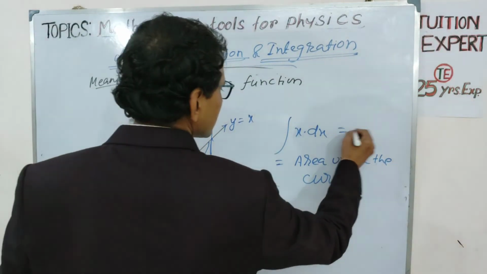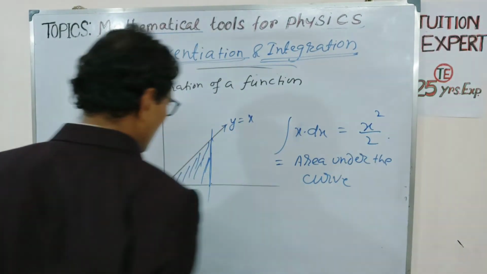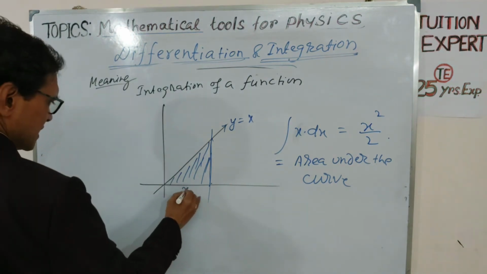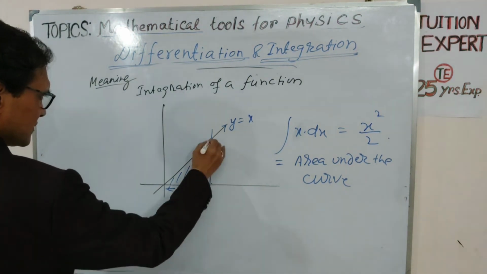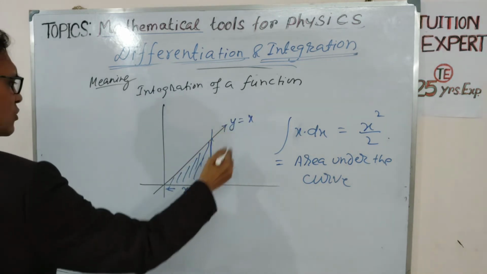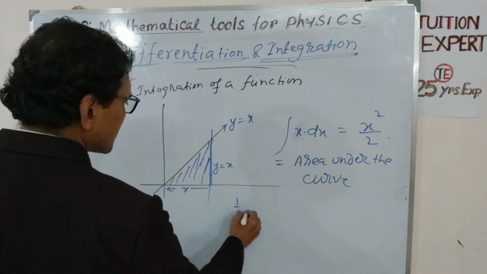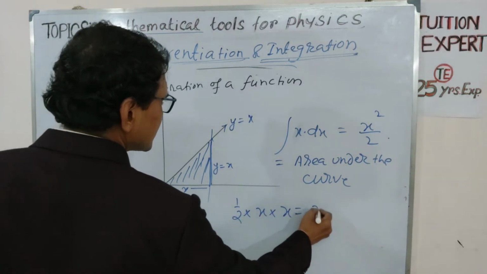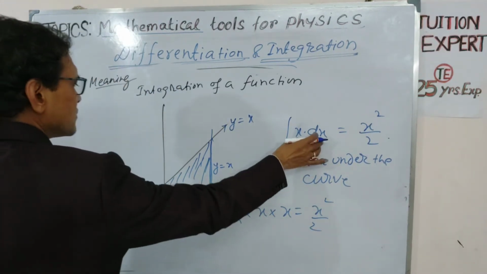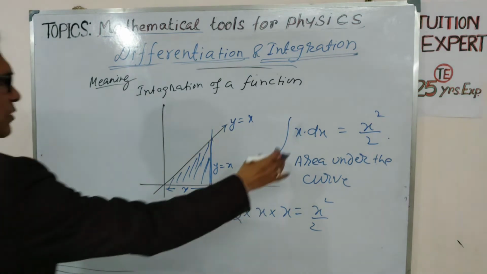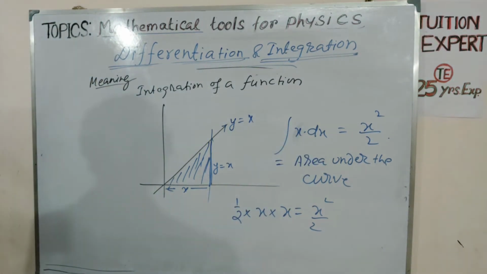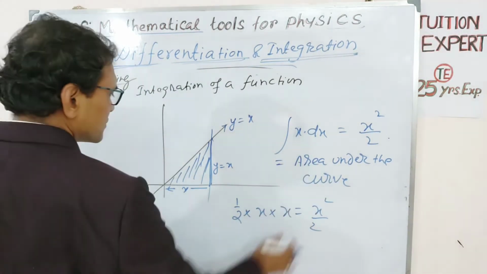Now we know the integral of x dx equals x square by 2. So how does the area become this? This is x, this is y. As y equal to x, if we find the area, half base into altitude, that is x square by 2. So integration of such a function means the area under the curve.